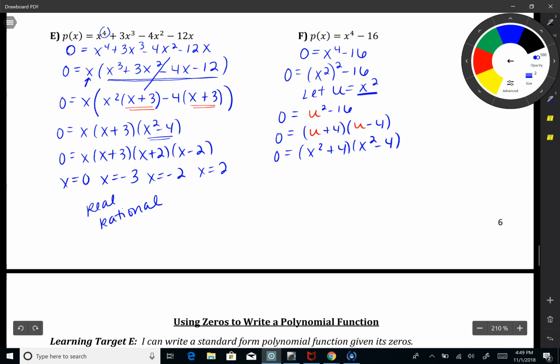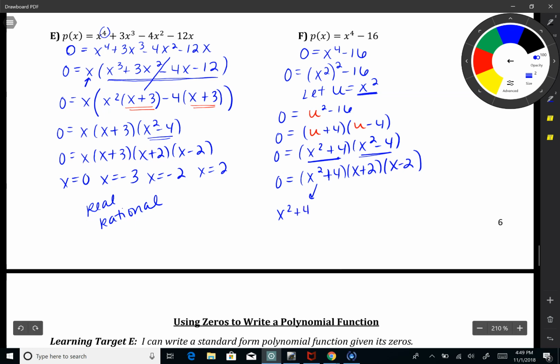And then we see if we can continue factoring. We cannot factor x squared plus 4, but we can factor x squared minus 4 because that's a difference of squares. So 0 equals x squared plus 4 times x plus 2 times x minus 2. Finally, we set each of these factors equal to 0 and solve to find the zeros.